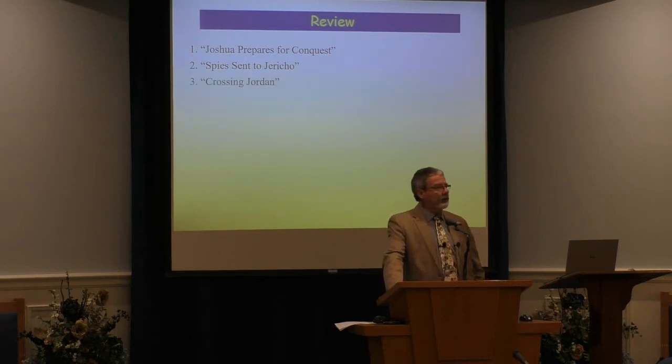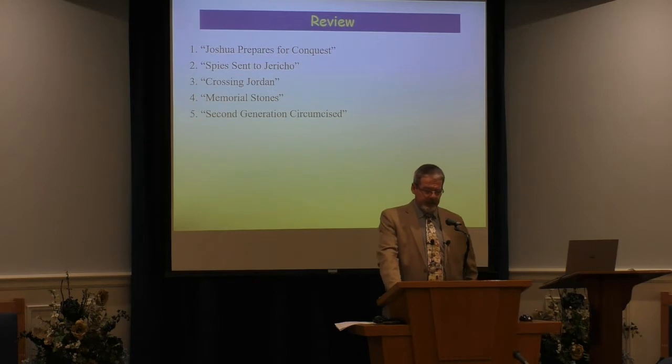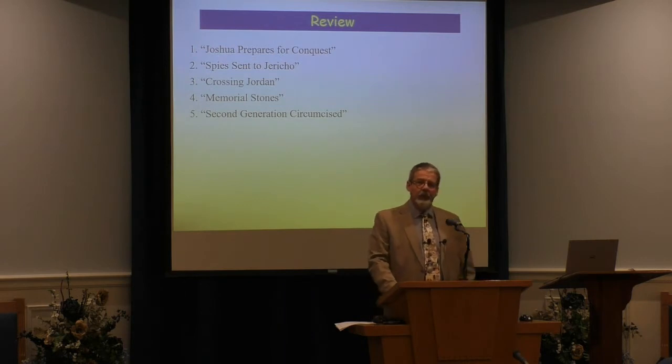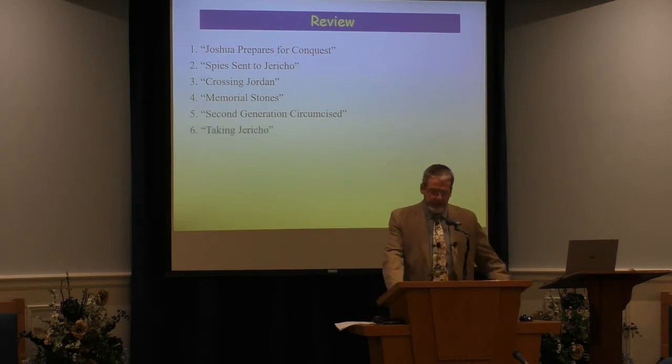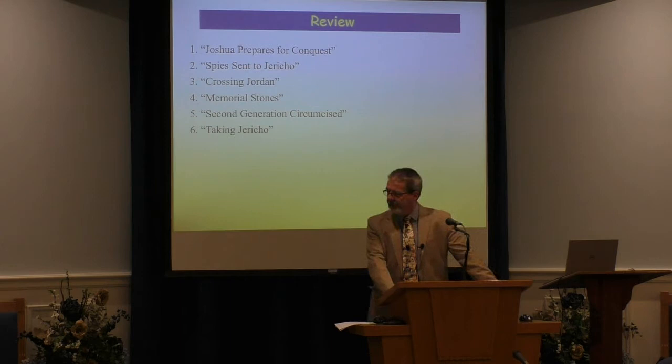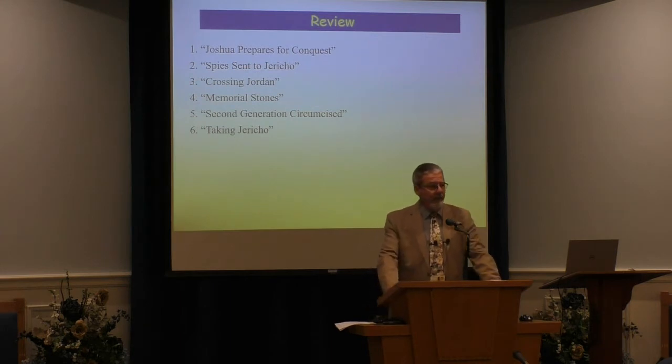That's where they made a deal with Rahab the harlot. Chapter 3 had the crossing of the Jordan. Chapter 4 dealt with the memorial stones that were to be set up in two places once they crossed. The 5th chapter dealt with the second generation being circumcised, suggesting to us there had been neglect in the wilderness of that very principle. And then we have the first of the conquest, the taking of Jericho.